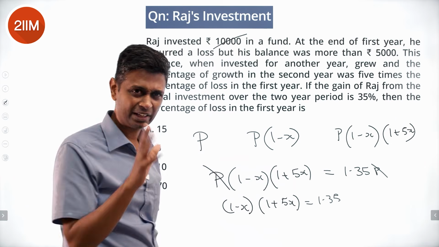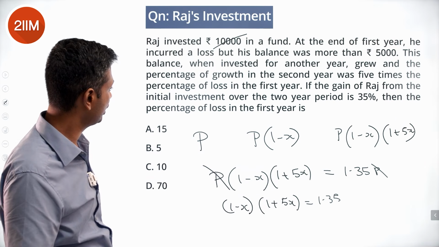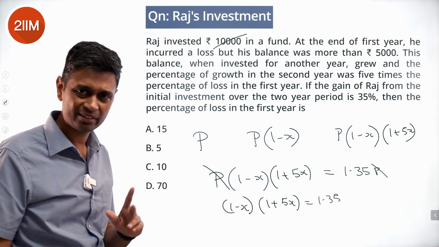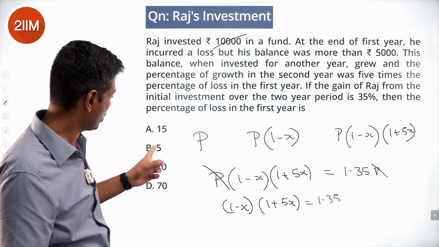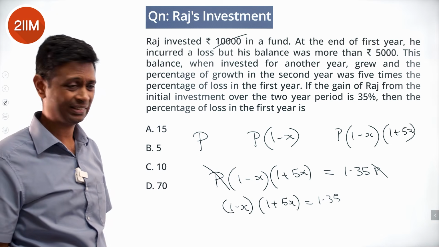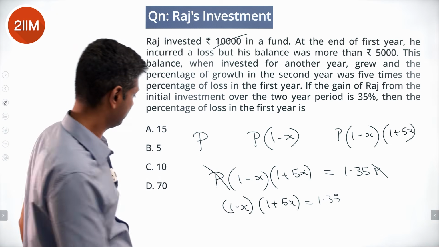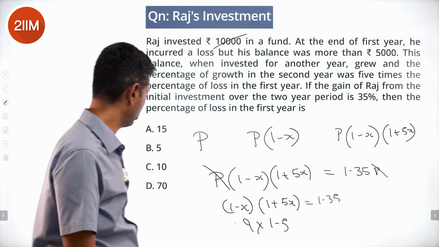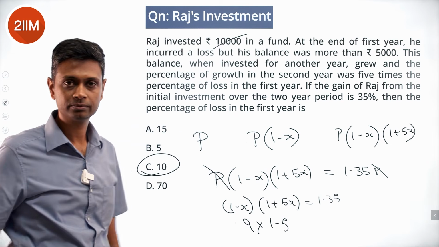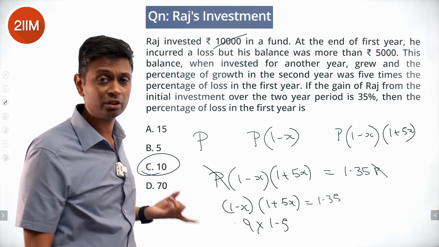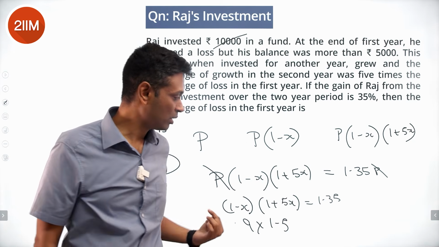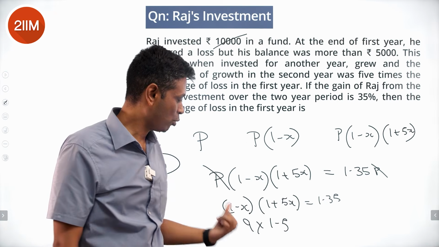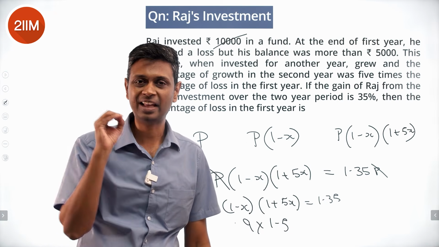Maybe we can guess from here the percentage loss in the first year. 0.85 into 1.75, that doesn't work. 0.95 into 1.25, no. 0.9 into 1.5, that is 1.35, is that the answer? 10% is 0.1. 1 minus 0.1 is 0.9. 1 plus 0.5 is 1.5. 0.9 into 1.5 is 1.35. That works, we are through.